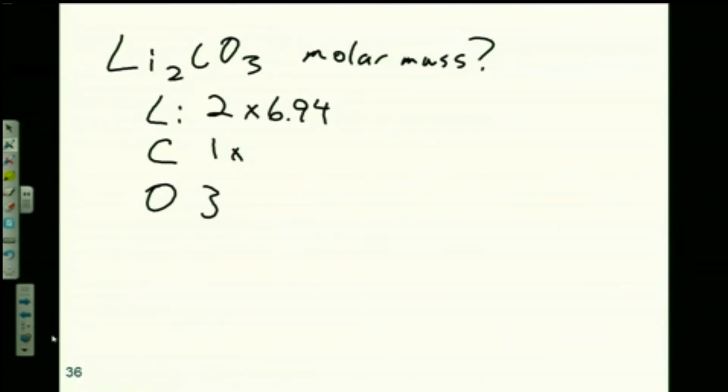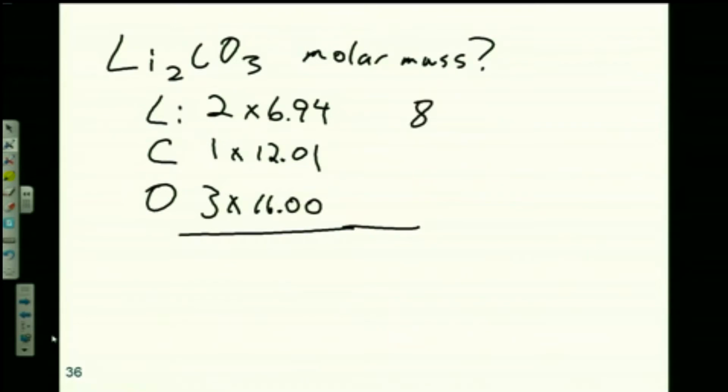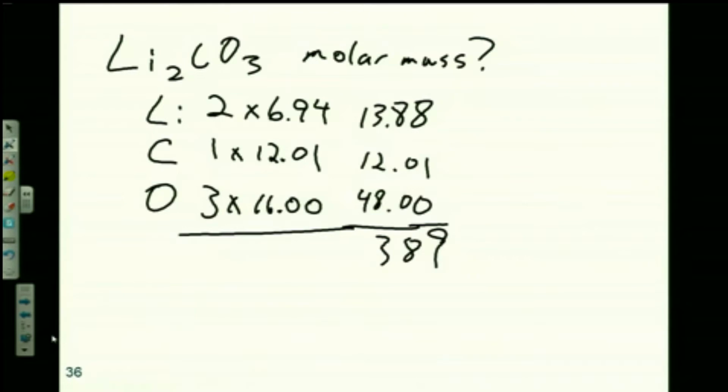No. Carbon is 12.00 or 12.01. Yeah. Oxygen is 16.00, right? Yes. And add them all together. Well, I guess if you multiply them first. 13.88, 24.01, and 12. Oh, I want to multiply by 2, 12.01. 3 times 16 is 48.00. That gives 73.89 grams per mole.